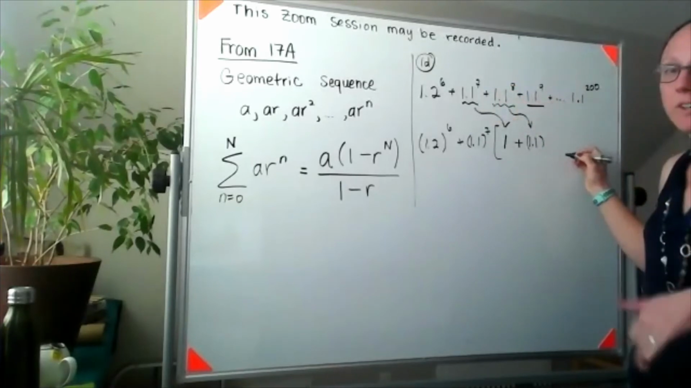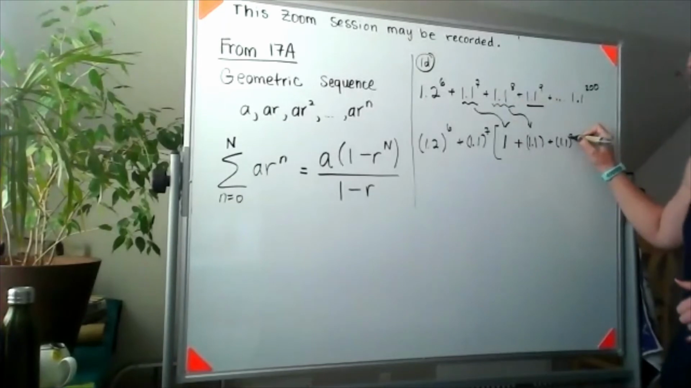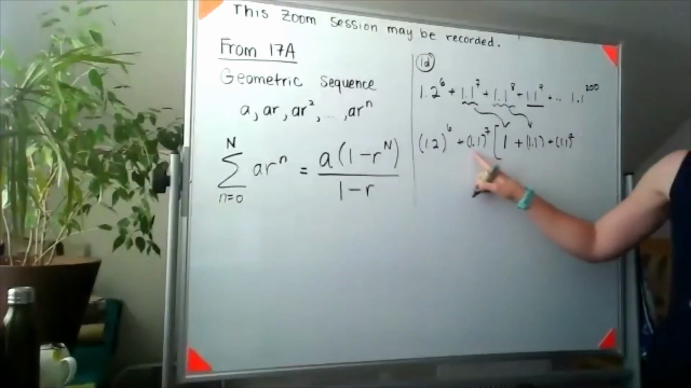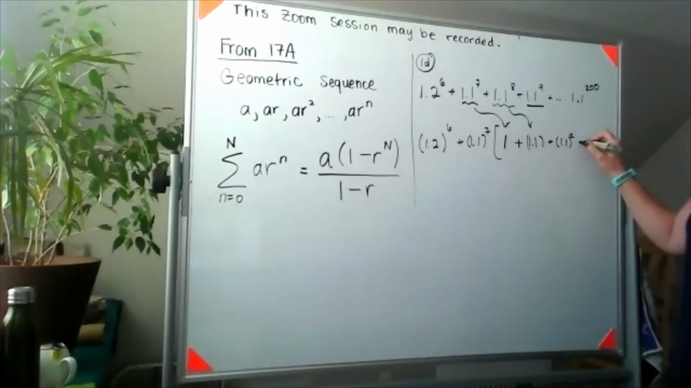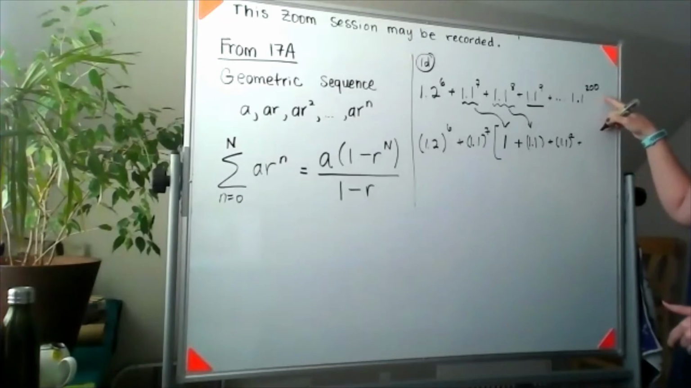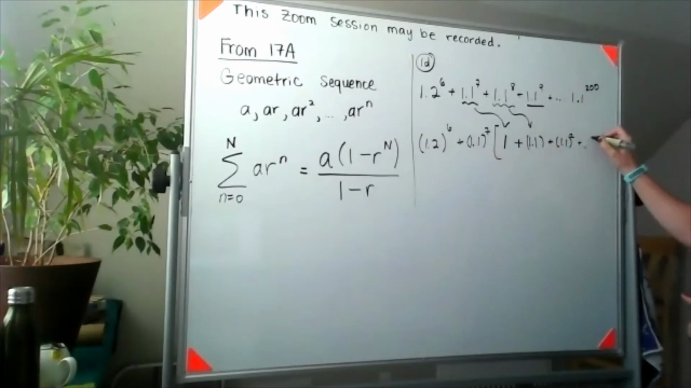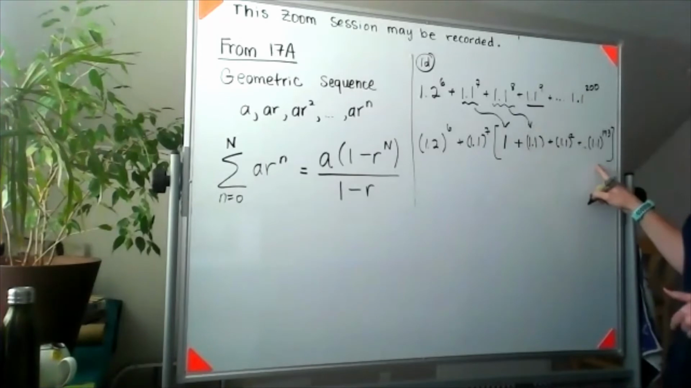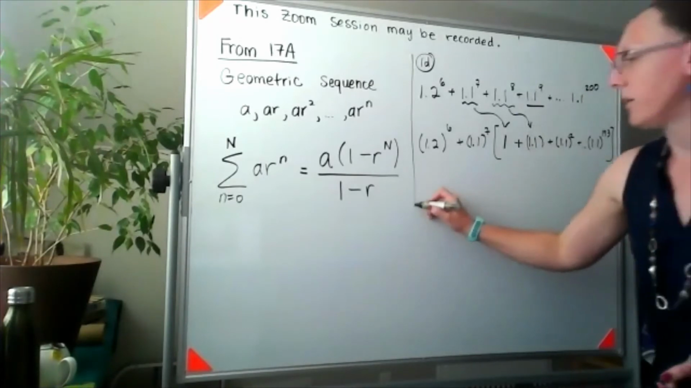The 1.1 to the 9th would actually look like 1.1 squared, again, because I factored out the 1.1 to the 7th, which means that when I get to that last term, it won't be 1.1 to the 200th because I've pulled 7 of them out. It'll be 1.1 to the 193rd power.